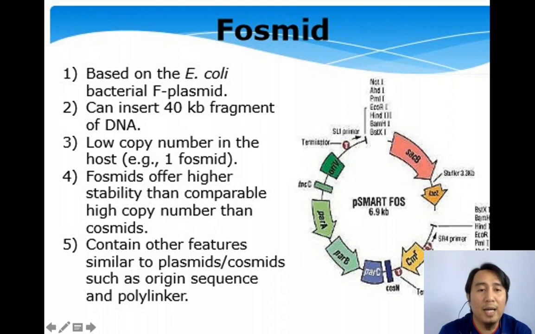Okay, fosmid offers higher stability than cosmids, which have a higher copy number. Of course, dia akan offer you a very good stability, but then still it will give you low copy number compared to cosmid. The high copy number, tapi dia tak stable. Okay, contain other features similar to the plasmid or cosmid, such as origin sequence and polylinker. Alright.